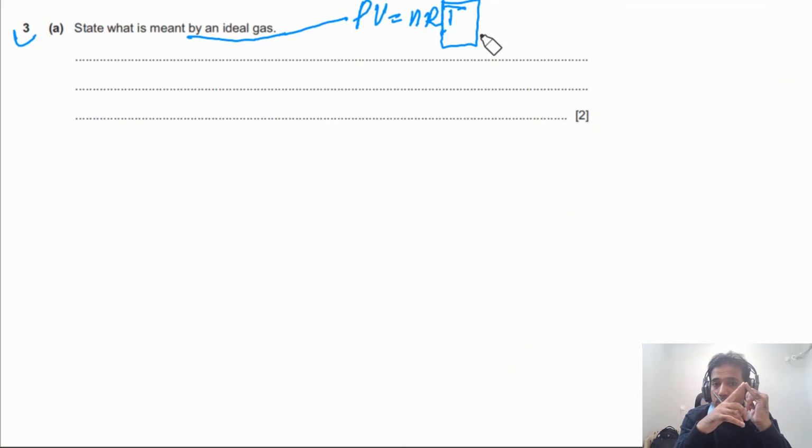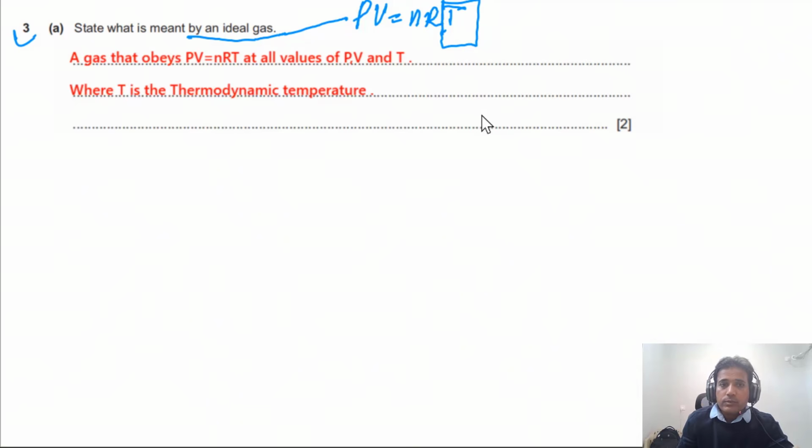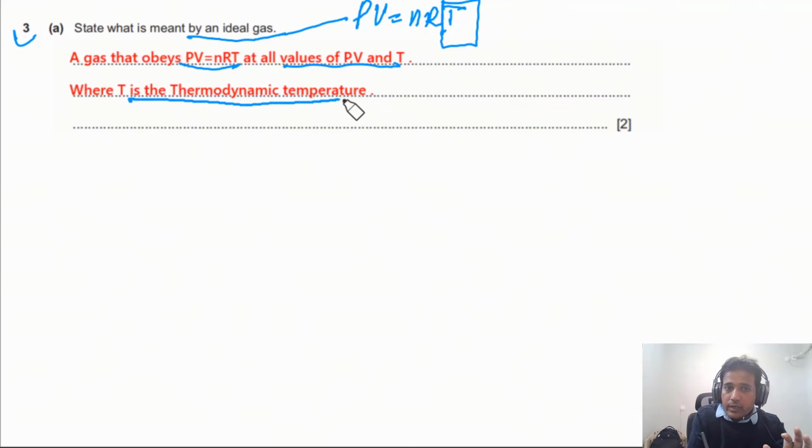So in the answer, the first thing you have to say is PV is equal to nRT. It has to obey this equation, and this has to be obeyed at all values of P, V and T. And for T you need to specify it is thermodynamic temperature. Now let me show you how you can write down the answer. These points you have to mention in the answer. This is very important. PV is equal to nRT. Most of the students will write this one, but they will not write this. Also they will not clarify what T is in this equation.